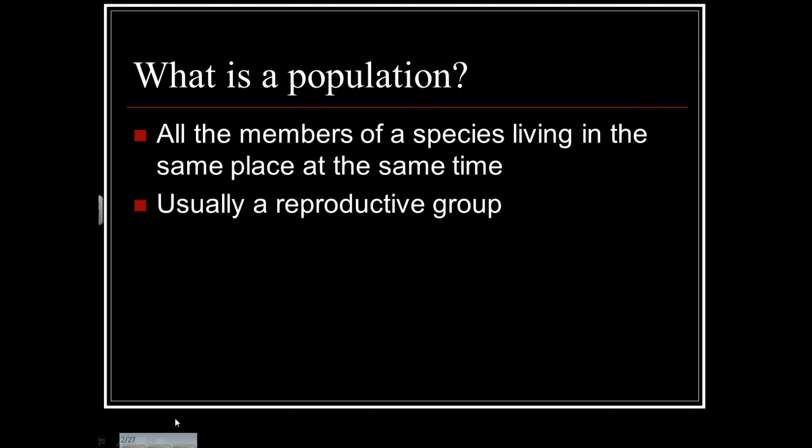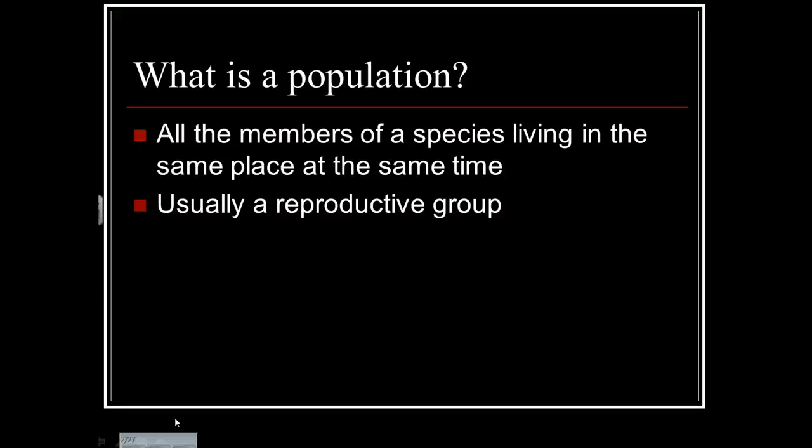We also want to consider the fact that a population usually represents a reproductive group. Okay, members of the species reproduce with each other. Now, that can get a bit tricky because, of course, sometimes a population is changing. It doesn't stay the same, and therefore, when you try to count or look at what the population is, you come up with some problems there.